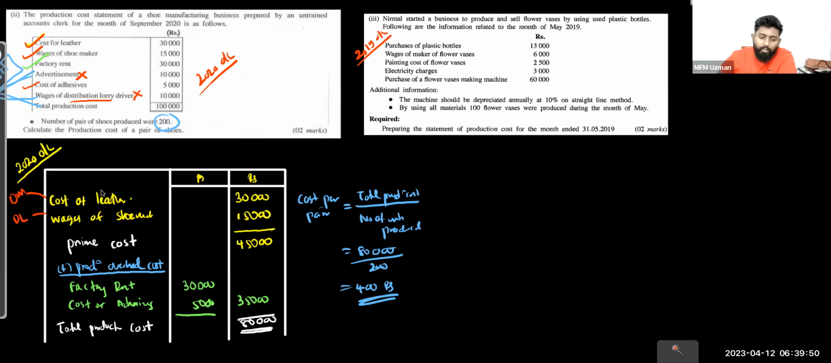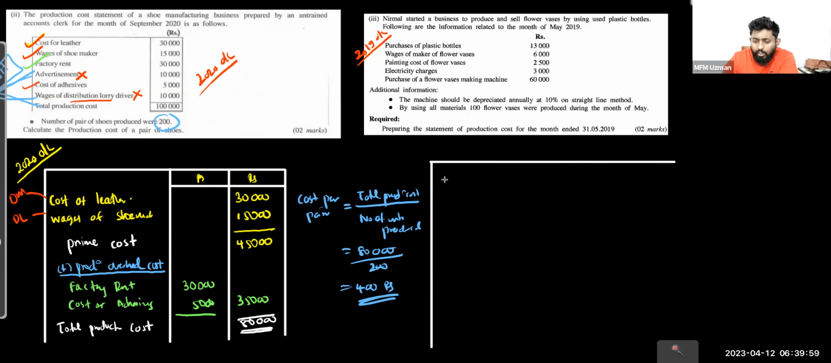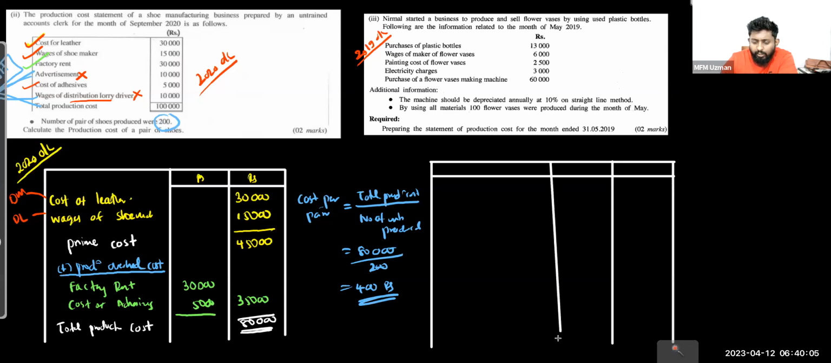All right, guys. Okay. So I hope you had done almost to the end. If anyone had calculated the production cost, you can give me the answer, right? So first of all, you should have drawn the format, easy. And check, guys, in this question they have given purchase of plastic bottles. Okay, so we are making flowers using plastic bottles. So we have to make sure whether we have used all of this. So I have to see whether there's opening stock, closing stock.